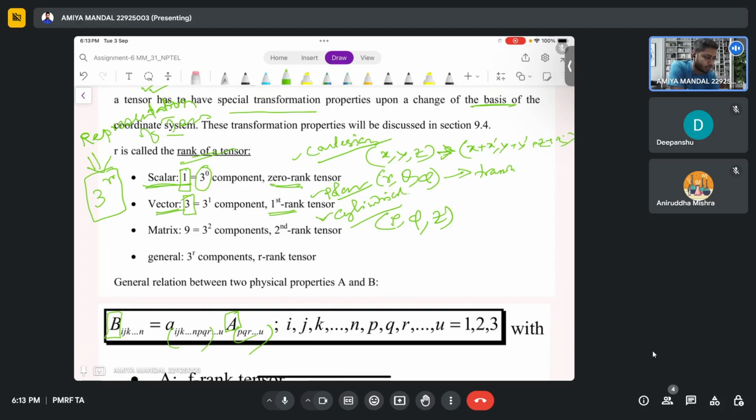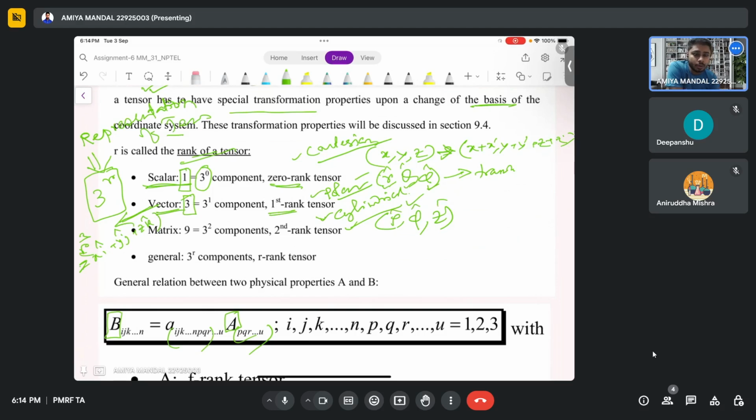In 3-dimensional form, we have seen that there are 3 components. What are the 3 components? In Cartesian coordinates, we know x i cap, y j cap, z k cap. In polar coordinates also there will be 3 directions, with components along r cap, theta cap, phi cap. Similarly, in cylindrical coordinate, rho cap, phi cap, z cap. 3 components should be there.